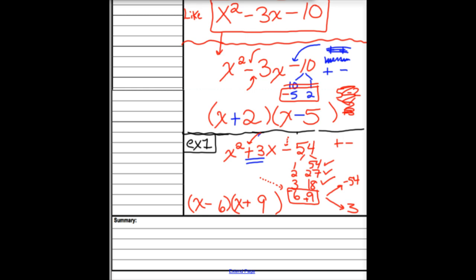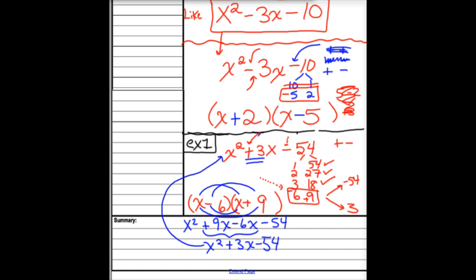Here's my check. Firsts, x times x is x squared. Outsides, x times positive 9 is positive 9x. Insides, minus 6 times x is a minus 6x. And lasts, minus 6 times 9 is a minus 54. Now I'm going to combine that outside and inside, and they give me a positive 3x. And I know I have factored it correctly because that's the exact problem that I started with.